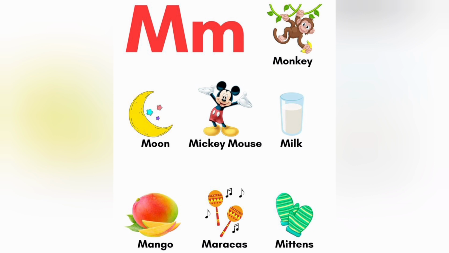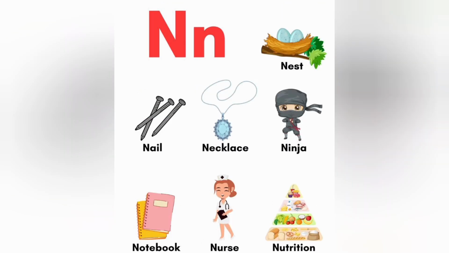Now let's repeat the letter with its sound. Monkey. Moon. Mickey Mouse. Milk. Mango. Maracas. Mittens.